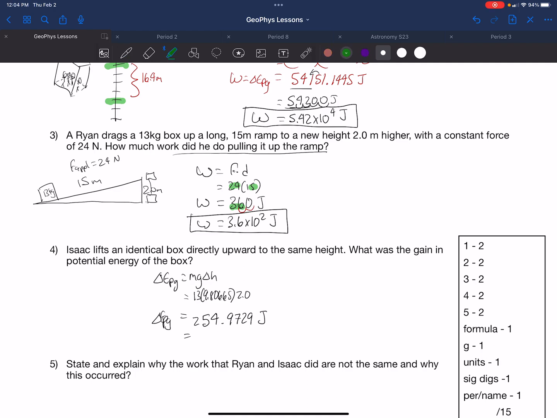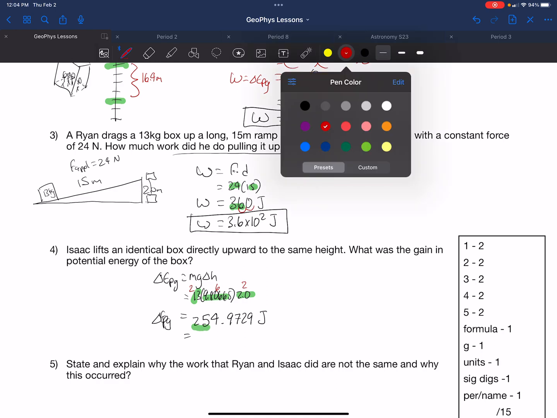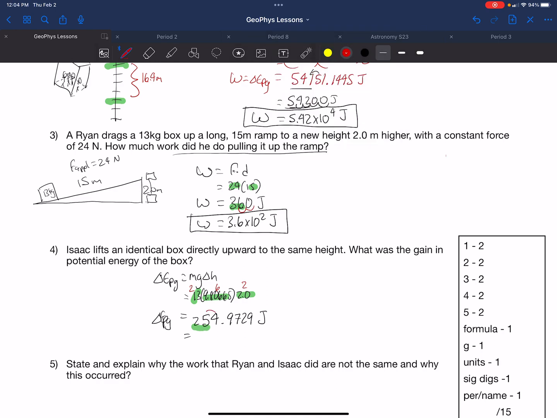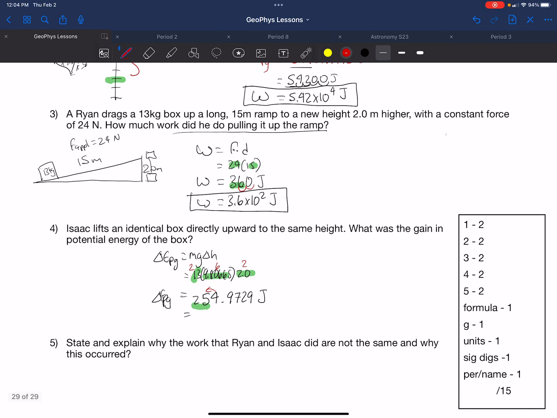Now we're looking at our significant digits. This has 2, this has 6, this has 2. So our final answer can only have 2 significant digits. The 4 would not cause the 5 to round up, so we're left with 2.5 times 10 to the second joules, the change in gravitational potential energy.